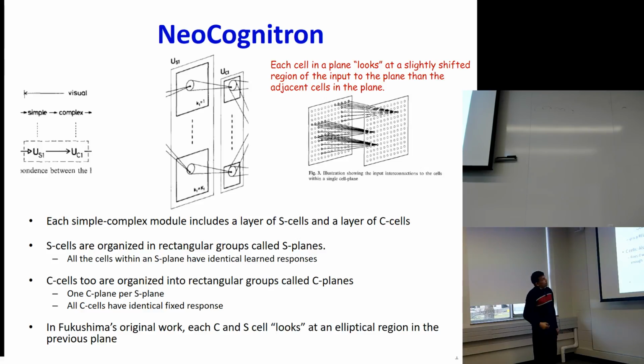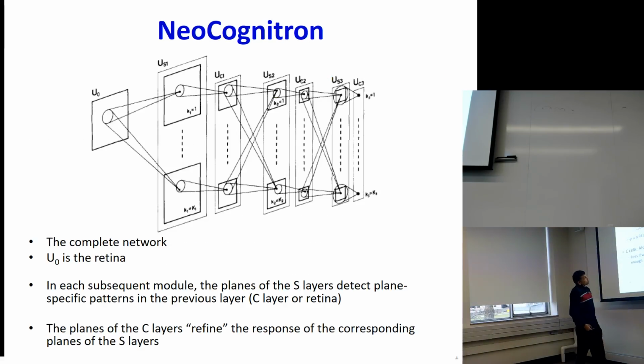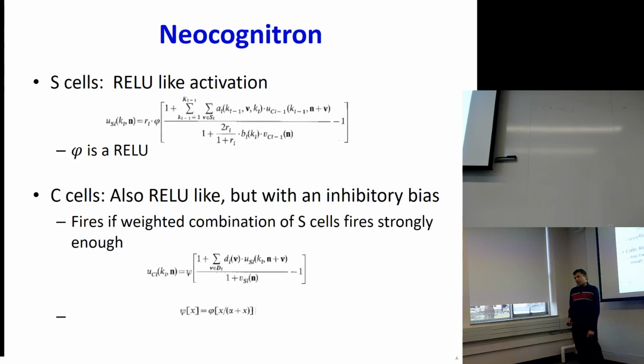The response of the S neurons had this very complex function that he proposed, but if you look at it really closely, it just looks like a ReLU. You have a weighted combination of all of the values within the ellipse, and that goes through a threshold which has a ReLU-like structure. The C cells are also ReLU-like, but with an inhibitory bias, in the sense that you need the total response within that ellipse to exceed a threshold which is not 0 before it begins firing, right?